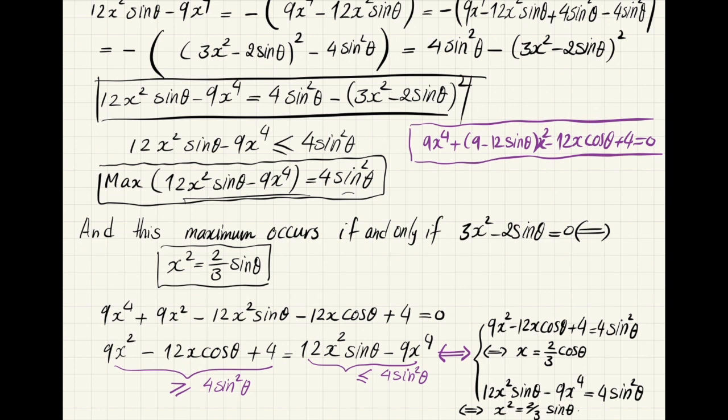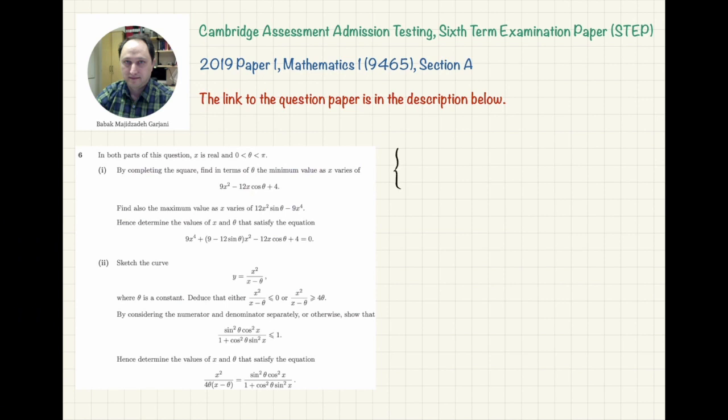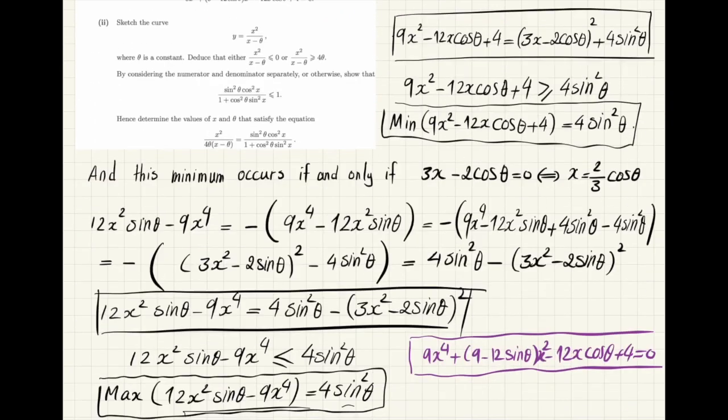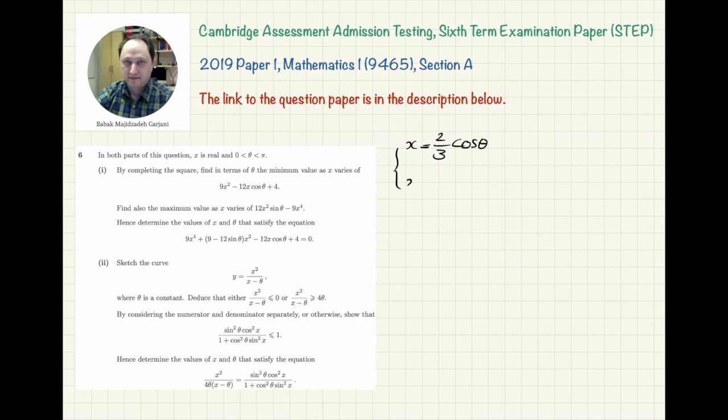Okay, so it means that I need to solve a system now containing these two equations. x is 2/3 of cosine theta. On the other hand, x squared is 2/3 sine theta. So let me move these two equations to the other page. So I would start solving this. x is 2/3 cosine theta as my first equation. And the second equation, x squared is 2/3 of sine theta.